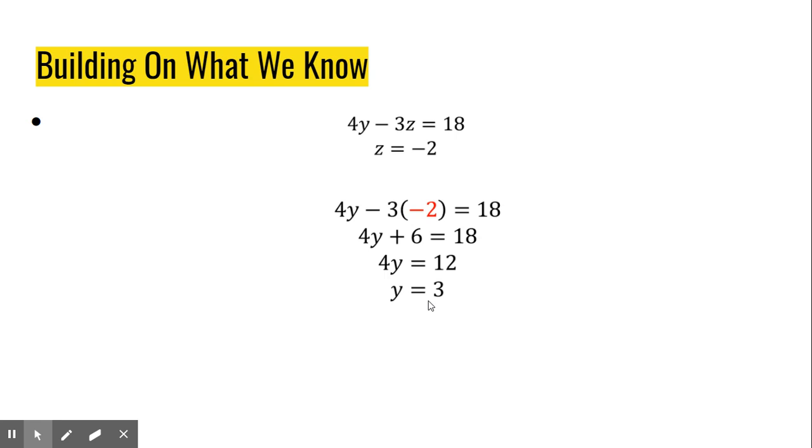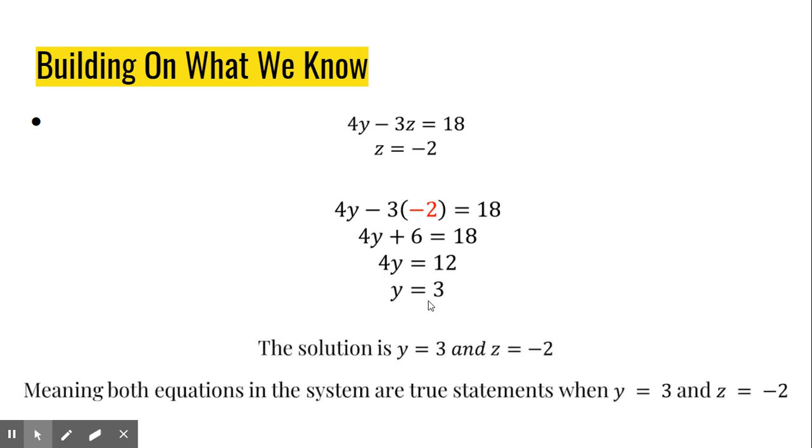So now we know the value of both of the variables in this system. The solution then is y equal to 3 and z is equal to -2. This means that both equations in the system are true statements when y and z have these values.